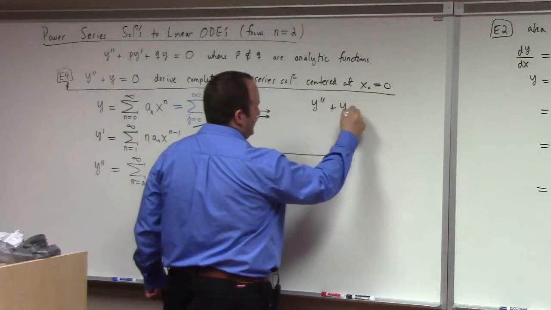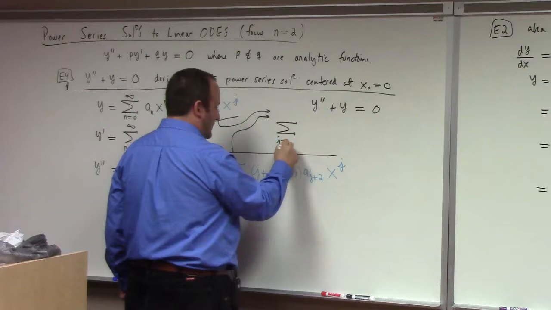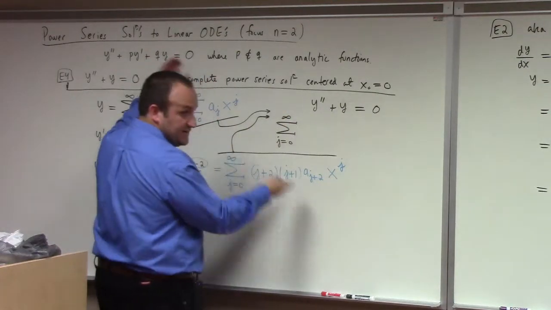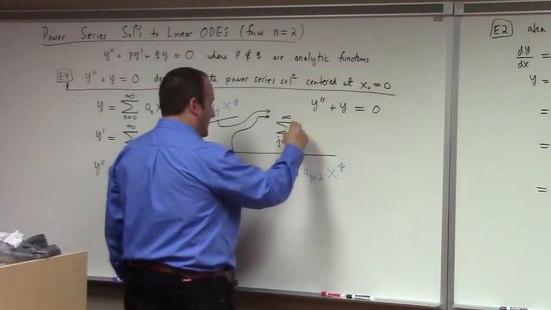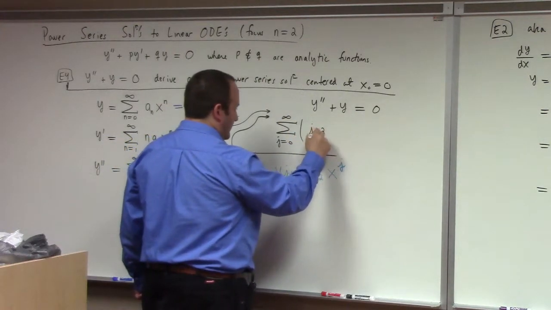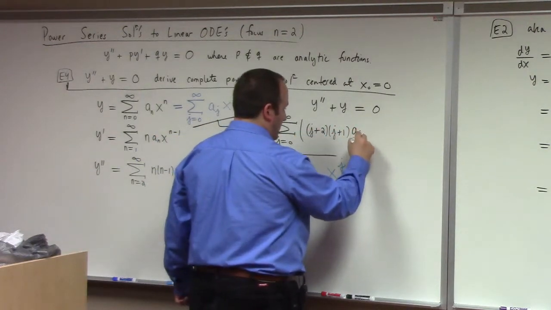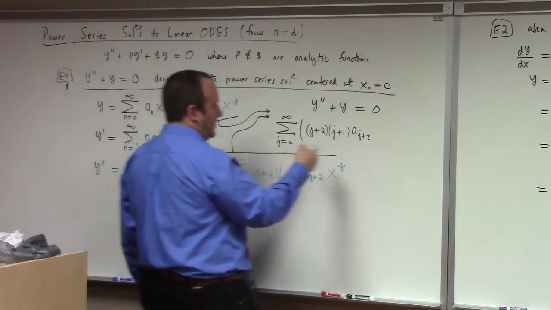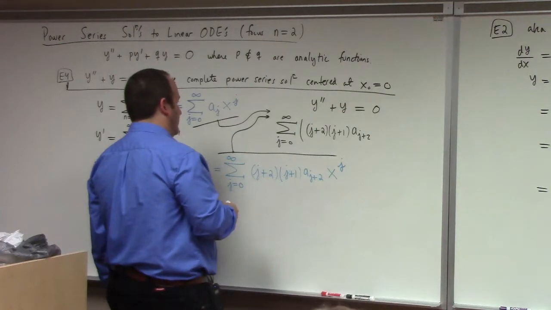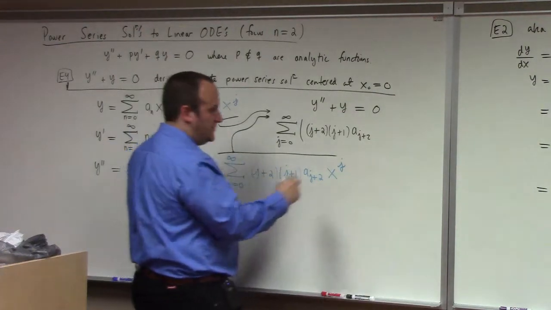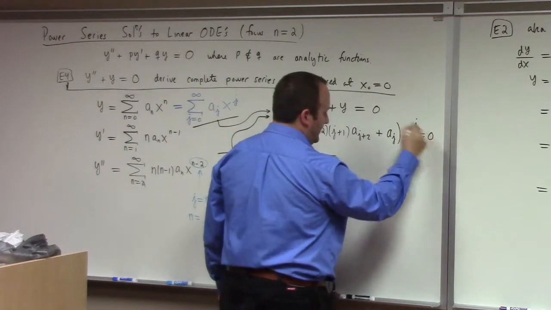y prime prime plus y equals 0, so that's what we're trying to solve, right? So what that gives us then is the sum, j equals 0 to infinity. And now I can add these series because they have matching x to the j's, right? So the y prime prime gives me the exciting stuff: j plus 2 times j plus 1 times a sub j plus 2, and then the y gives me what? Just that. So plus a sub j, all times x to the j, equal to 0.